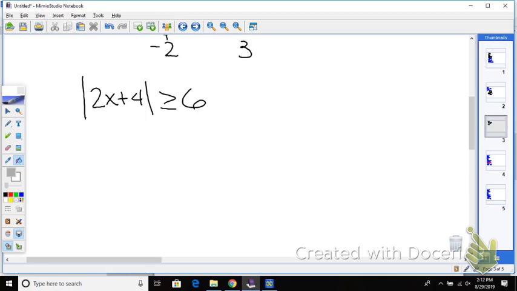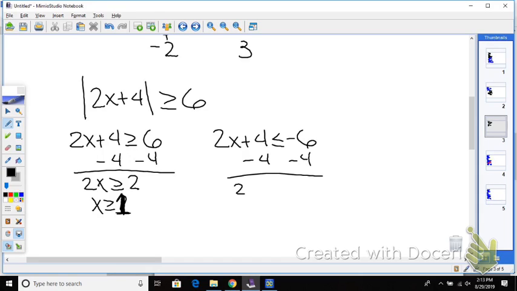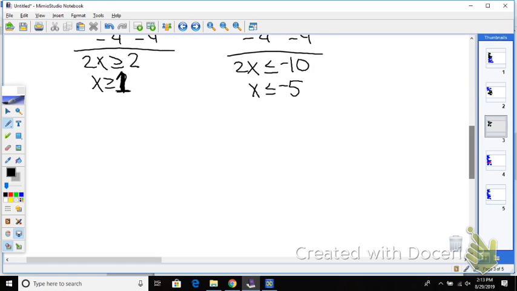I'm going to start my work up here and we'll see if we agree. These are two inequalities you got. X is greater than or equal to 1, and x is less than or equal to negative 5. Okay. So what did you notice about this graph?